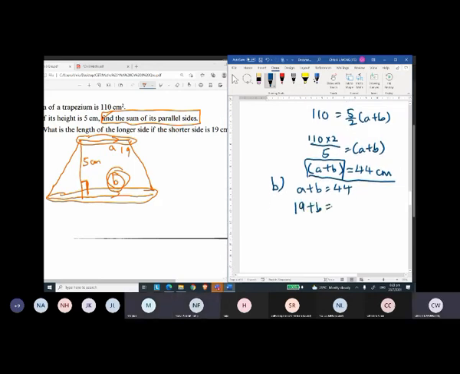44 minus 19. Oh, because of the crossover, 25, sir. 25 what? 25 cm, sir. Yes, you must put cm. Correct, your answer is correct.